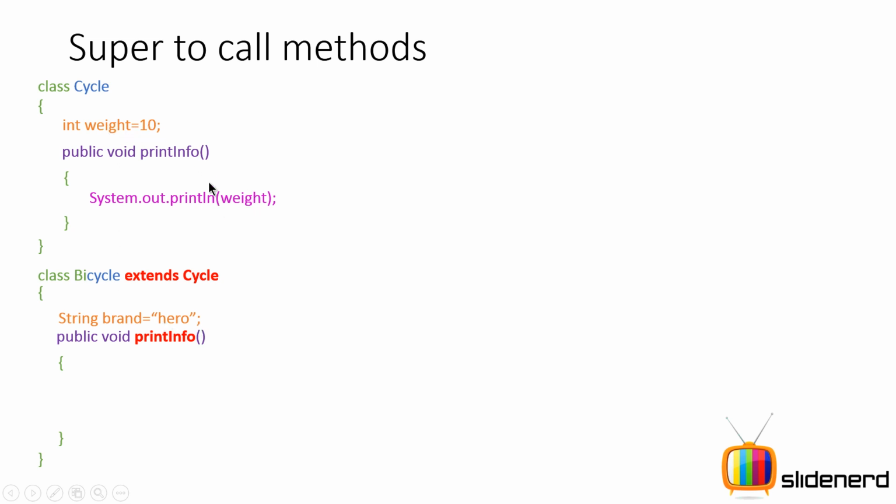But since weight has already been printed over here, inside this printInfo method, I want to use this method, in other words, call this method from my public void printInfo inside bicycle. So I can simply write something like this, printInfo. And then I can of course write System.out.println brand over here. So as a beginner, you would expect that printInfo is going to call this method printInfo, print the weight, and then it's going to print the brand.